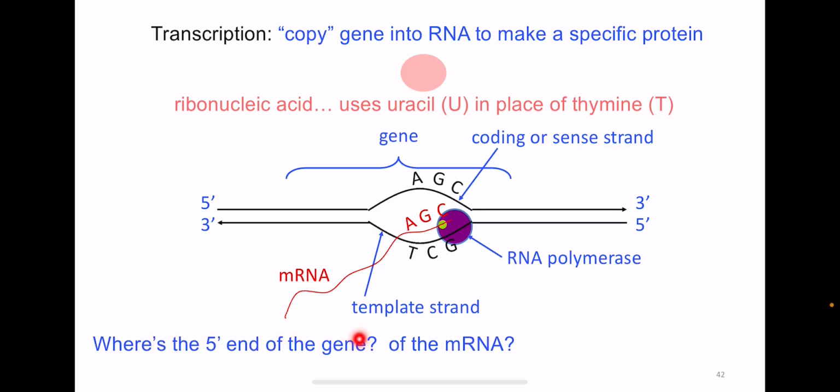Where is the 5' end of the gene? This is the gene. From this side to this side, the place being transcribed is the gene. So where will be the 5' end? And where will be the 3' end, and also of the mRNA?